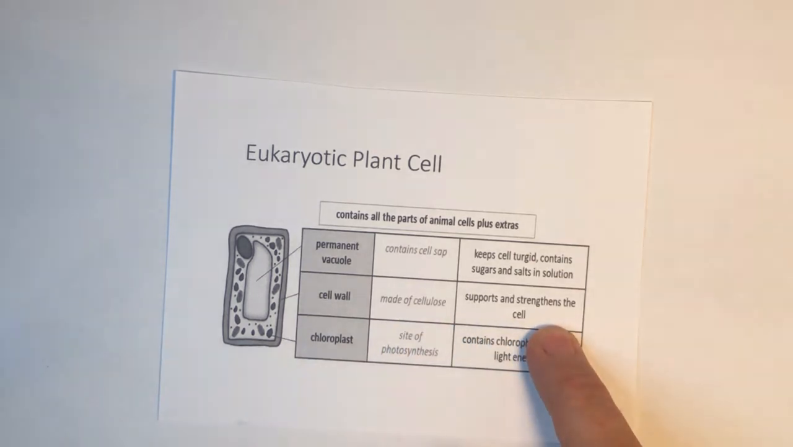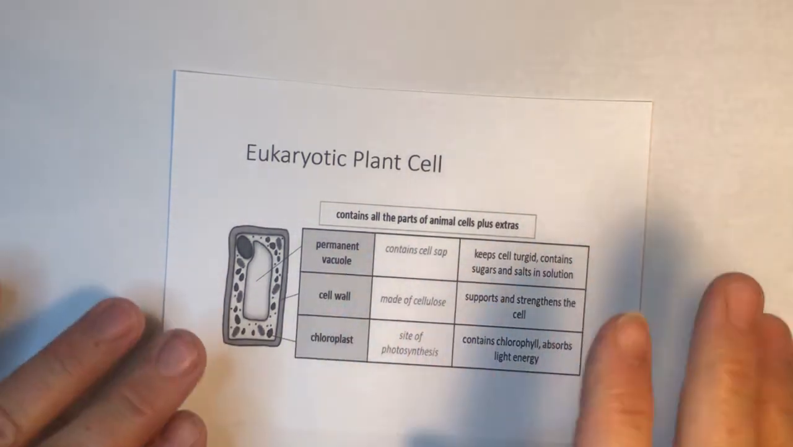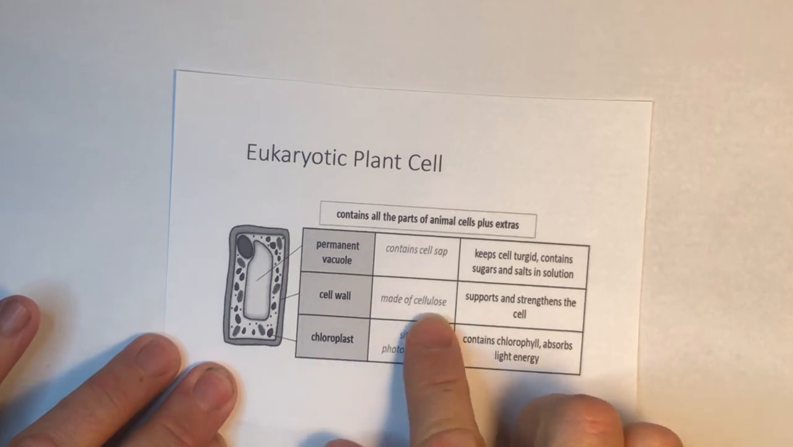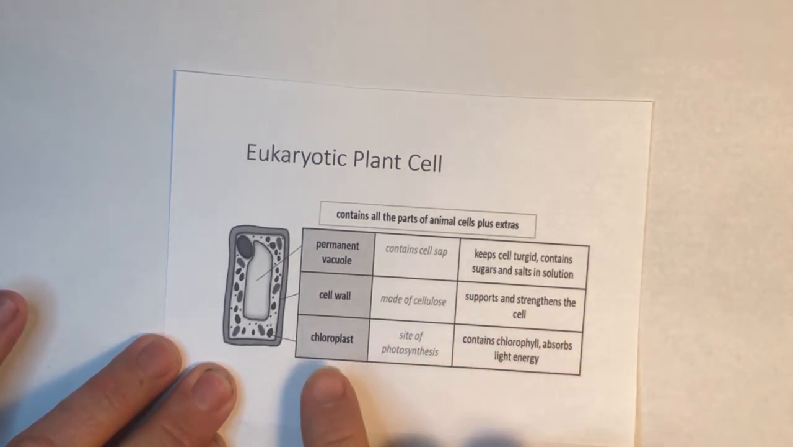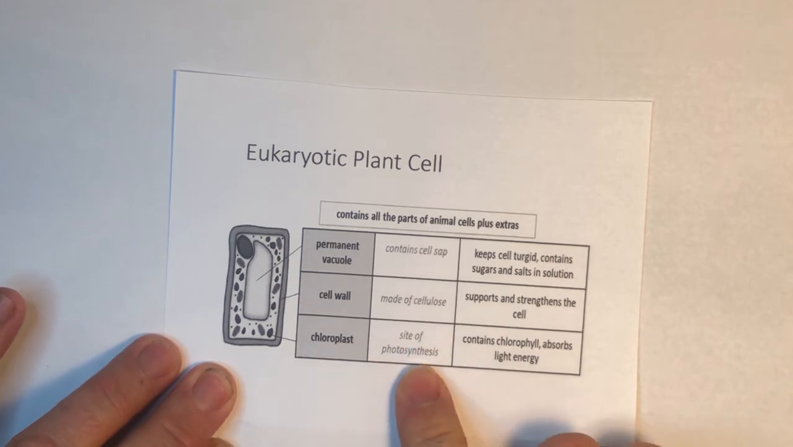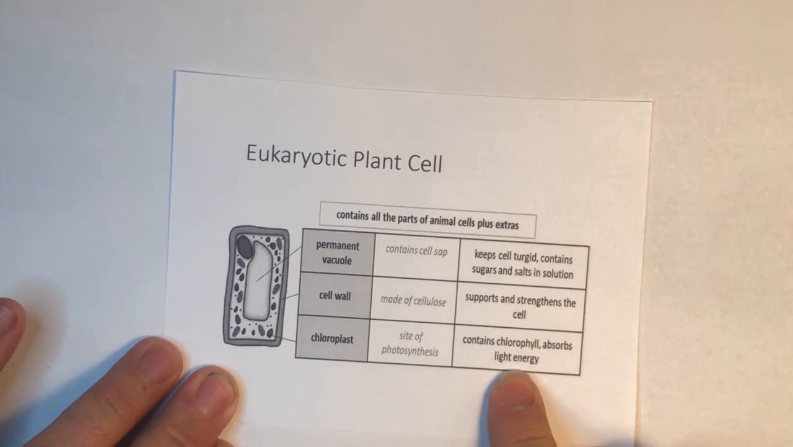I always like to think of cellulose as celery. You know, if you bite celery, you get those stringy bits that come off celery. That is an example of cellulose, and it supports and strengthens the cell. Chloroplast is the site of photosynthesis, and it contains chlorophyll and absorbs light energy.